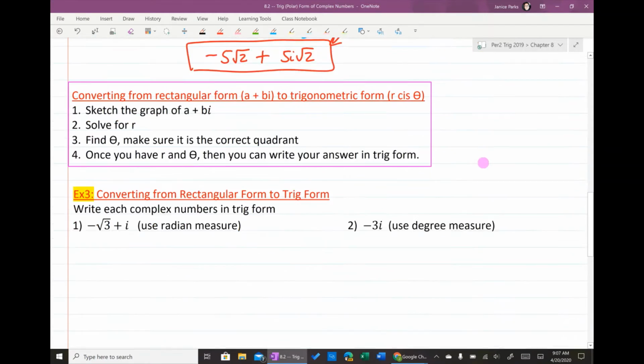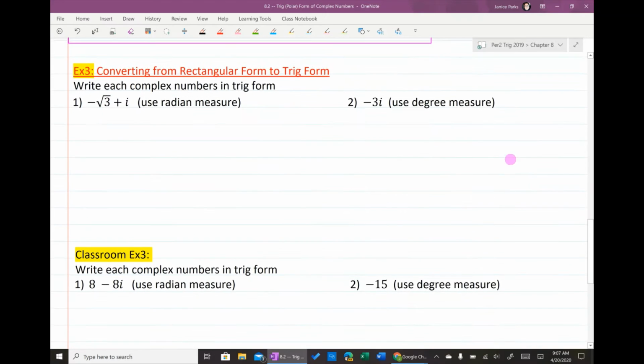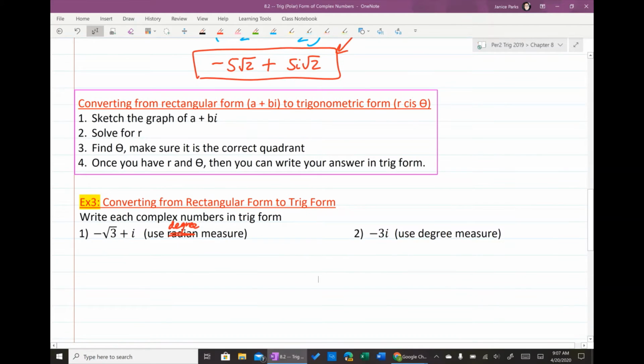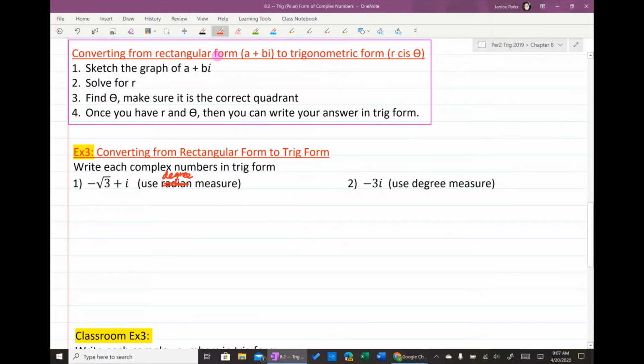All right, for example 3. So we're going to go ahead and change this. Instead of radian, we're going to go to degree mode. Same thing here, it's degree. I want everything to be in degree mode. So if you're going to convert from rectangular to trig form, you need r and you need theta. Okay, so you need 2 things. You need r and you need theta. If you have those 2 things, you're good to go. So here we go.